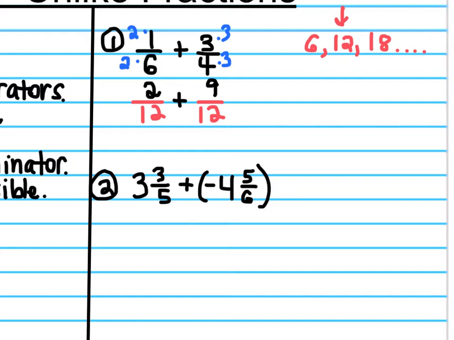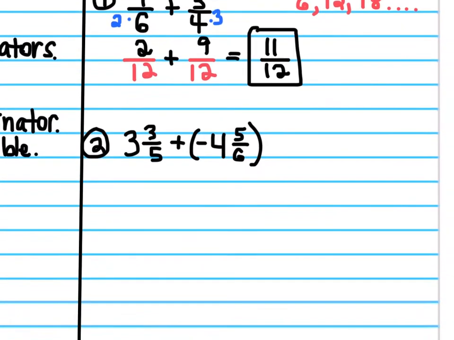Now when you have the same denominator, you can add. To add fractions, remember, you keep the denominator. So that's going to stay at 12. We write 12 on the bottom, and then we add the numerators together. We get 11, and then it's simplified, so this is our answer. Let's take a look at number 2.